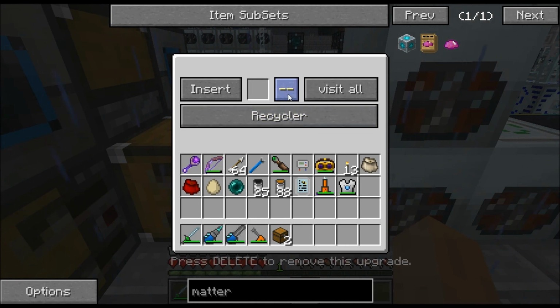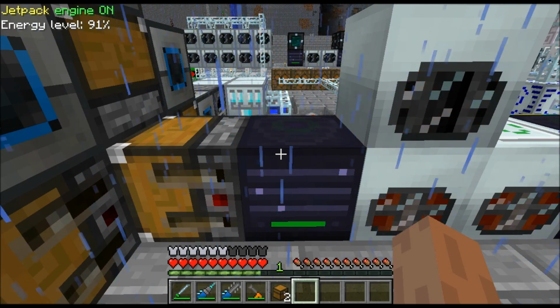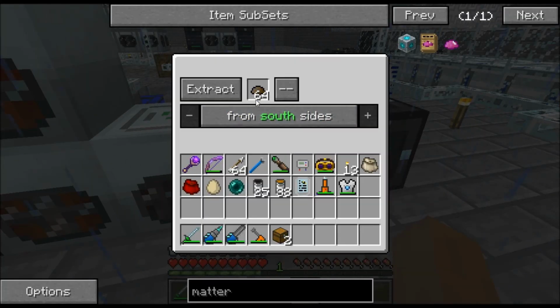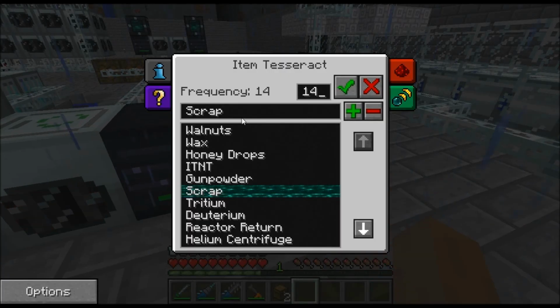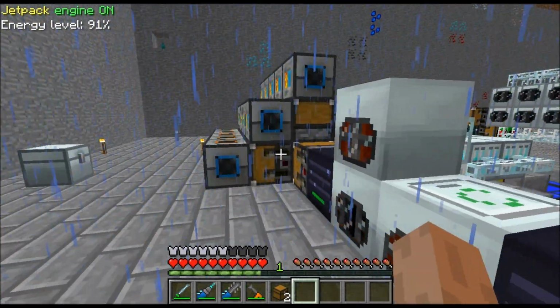One key point about this patch for routers and recyclers is you actually have to physically type in the word recycler here. You can't click through and get it. It won't recognize it, but you can type in the name and it will know where to go. And then speed boost, bandwidth, and so on. And then this side, this guy just extracts the scrap and puts it into a tesseract for scrap, which then ejects it into the matter fabricator.